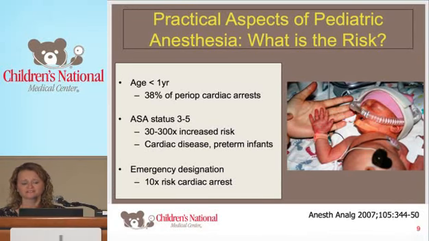The most significant risk for children undergoing anesthesia are those less than 1 year of age, so infants. If they have an ASA 3 to 5, remember those are patients with life-threatening illness going into anesthesia. If they have cardiac disease or, like this little baby, are a preterm infant. And then if they're an emergency surgery. So even if you're an ASA 1, if you come in as a 1E, that 10 times increases your risk of associated problems.